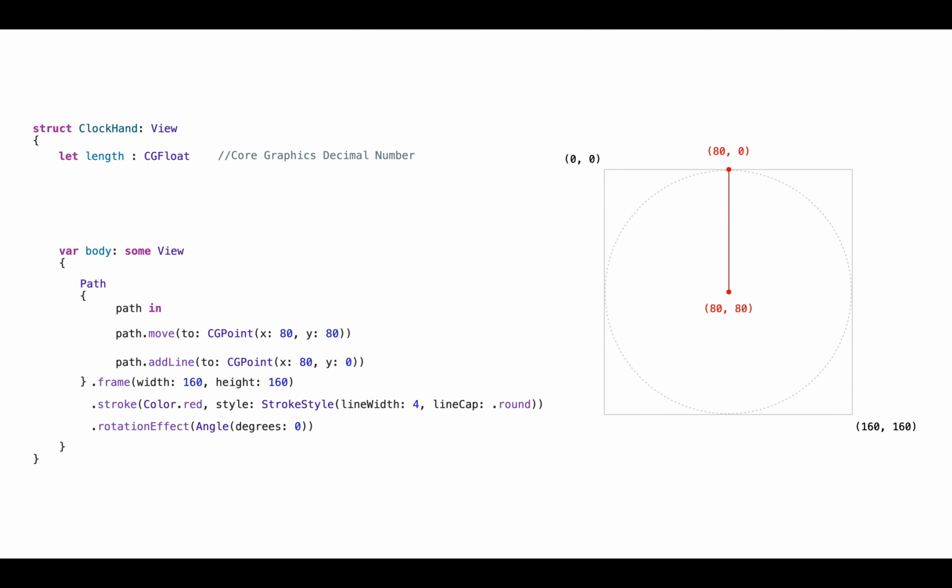Now at the moment, the 80, 80 is what we'd like to represent as our length. So it'll be across 80 and then up 80. So we're going to replace the CGPoint for move to be whatever value is typed in as the length. So as you can imagine, if we typed in 100, it would move across to 100, 100, and then up to 100, 0.